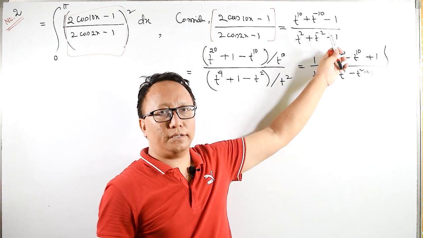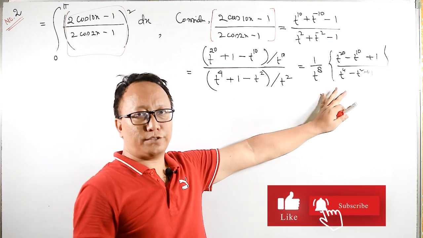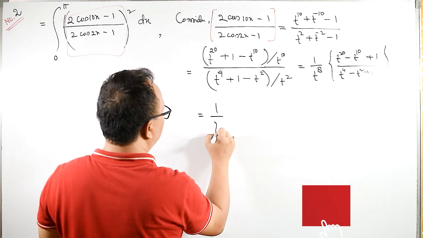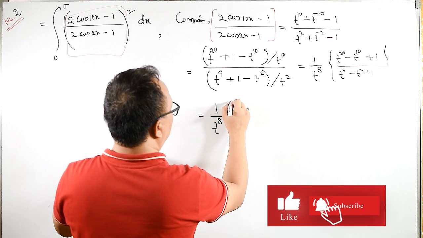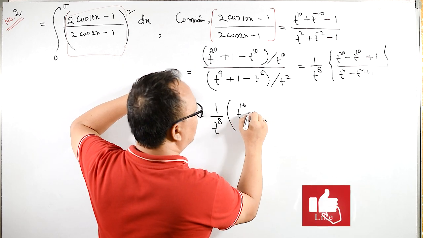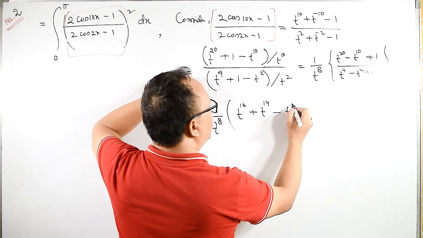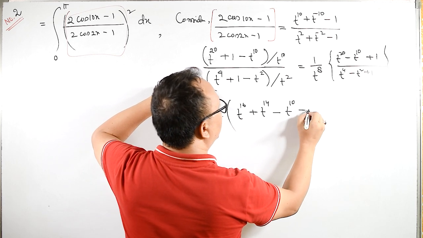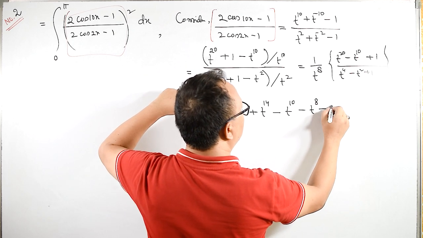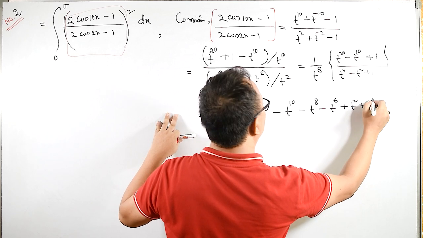You can do this by the division method, but it will be very lengthy, so I will use Wolfe's formula. By Wolfe's formula, what we have is 1 by t raised to 8 times (t raised to 16 plus t raised to 14 minus t raised to 10 minus t raised to 8 minus t raised to 6 plus t square plus 1).